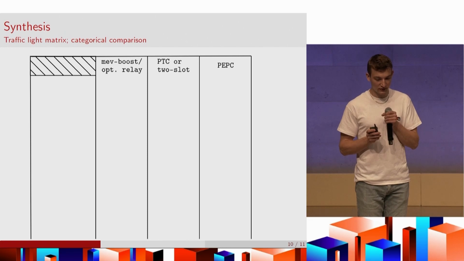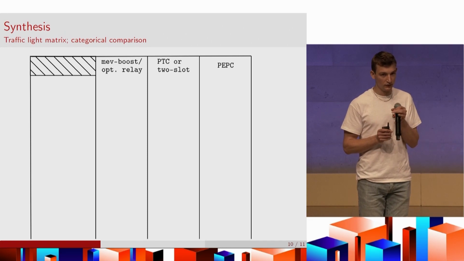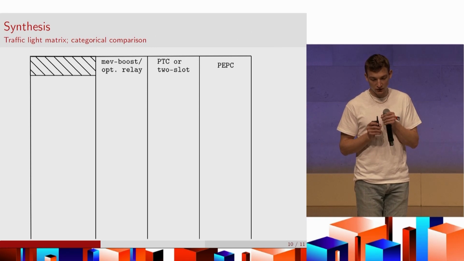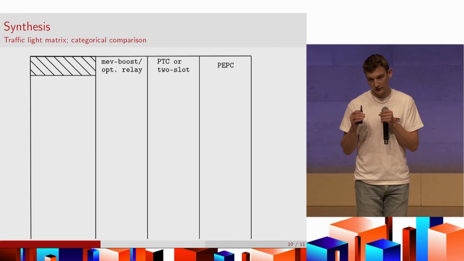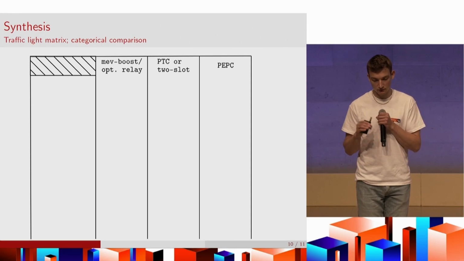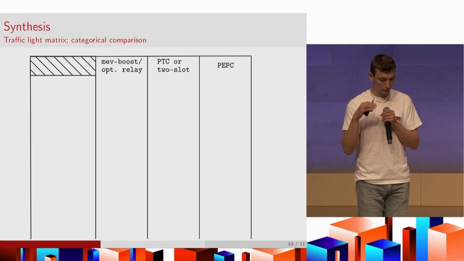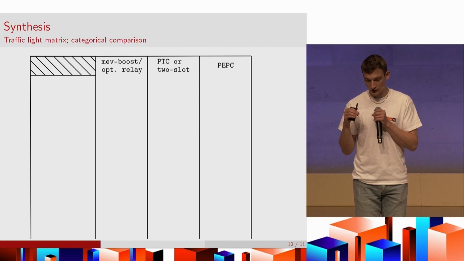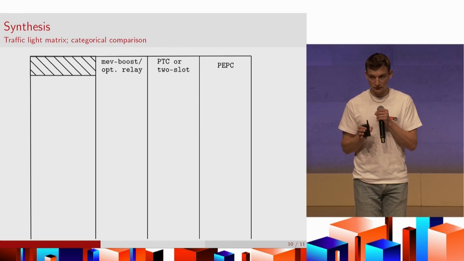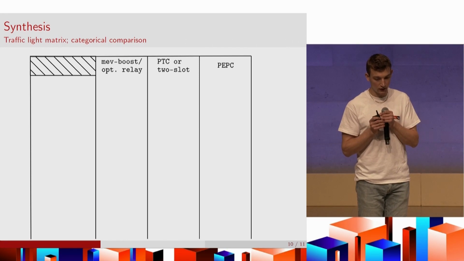Cool. So that was like a mind map of the relationship between all of the 5 designs. I also thought it would be cool to go through a few specific categories and compare the designs directly versus each other. I clumped optimistic relaying and MevBoost into the first column. The second column is just payload timeliness committee or 2-slot. And the third column is PEP-C, because PEP-C is its own variant of a design space.